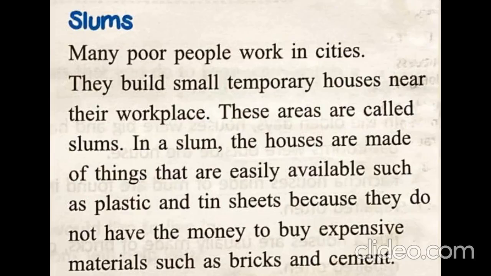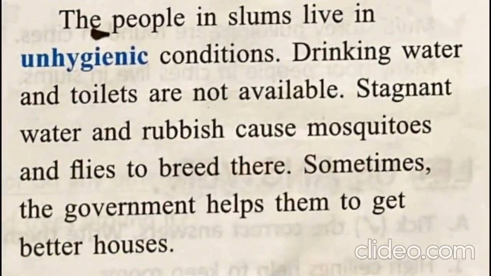In a slum, the houses are made of things that are easily available like plastic and tin sheets because they do not have the money to buy expensive materials like bricks and cement. The people in slums live in unhygienic conditions. Drinking water and toilets are not available. Stagnant water and rubbish cause mosquitoes and flies to breed there. Sometimes the government helps them to get better houses.